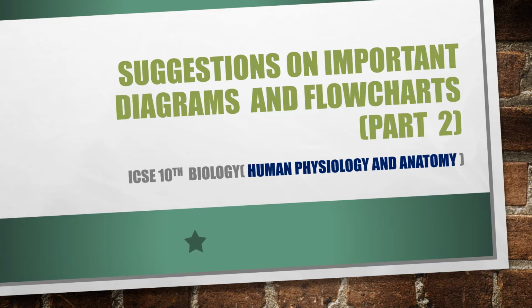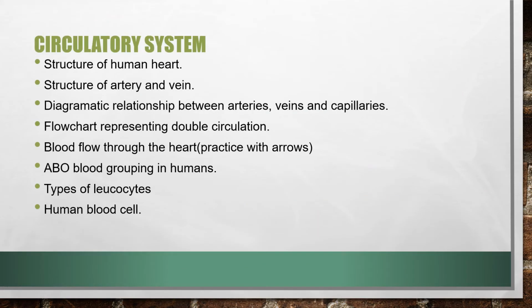Get started with today's part. Now, first in human anatomy and physiology comes the circulatory system. Once we enter the circulatory system, the structure of the human heart is very important. So first we are going to discuss the structure of the human heart, which is very important.